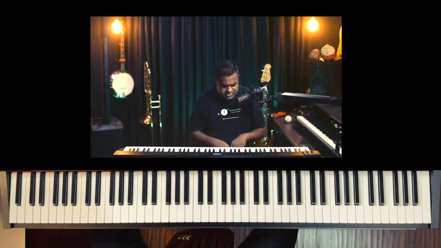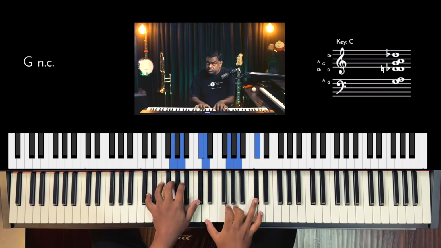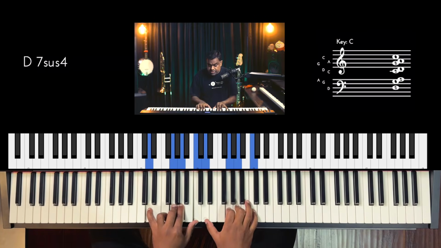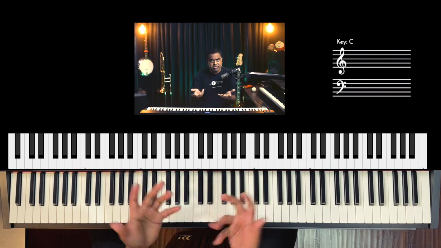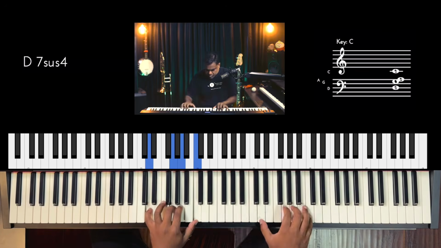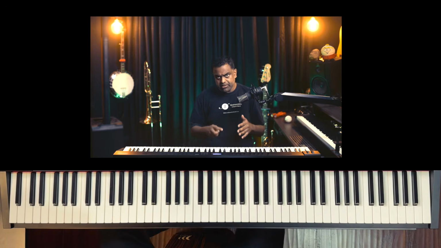Okay, and yeah, that's about all the symbols. Yeah, you have the suspensions. So D major 7 sus 4 or D7 sus 4. Sus 4, there's no shorter way of writing it. So D Maj 7 sus 4 or D7 sus 4. So I've explored everything on D.